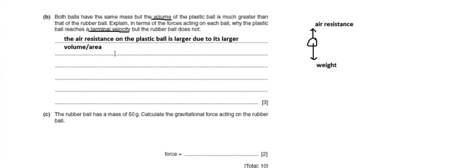So for the large volume or surface area, the air resistance for the plastic ball will be more, but for the rubber ball it will be smaller, and because of the smaller air resistance it is not enough to balance the weight. But for the plastic ball, that air resistance will be enough to balance the weight. And when it is equal and opposite to the weight, only then can we get the terminal velocity.